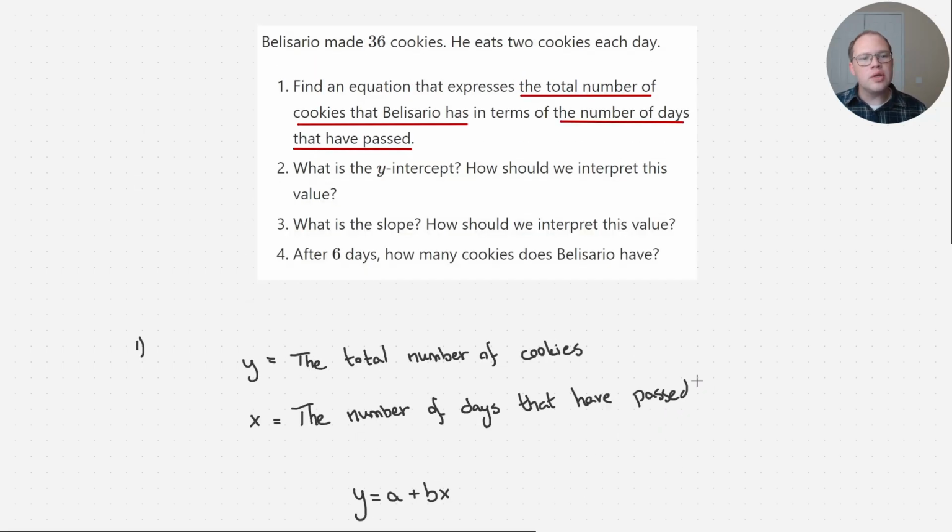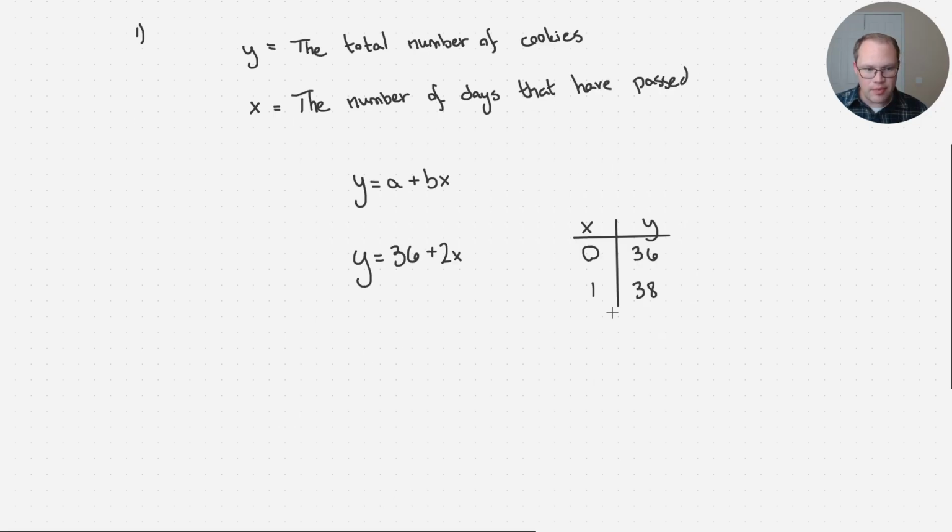We failed to take into account the direction. He eats 2 cookies. If he's eating cookies, that means we're losing cookies, which means we should be counting this negative. So instead of plus 2x here, we want minus 2x. That slope is negative, and we need to make sure we include that negative. And now, on day 1, after 1 day, he's eaten 2 cookies, and so he's going to have only 34 cookies left. If we plug 1 in here, that's what we get. Okay, good. So we have the equation.